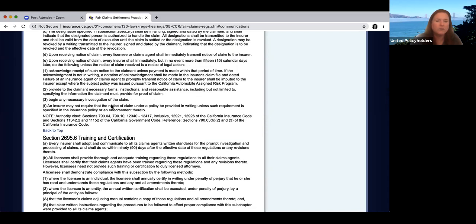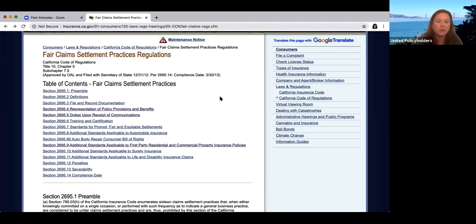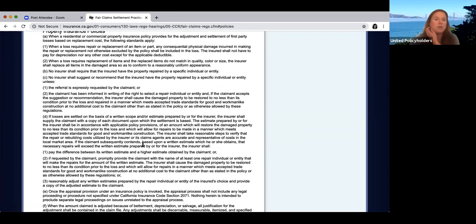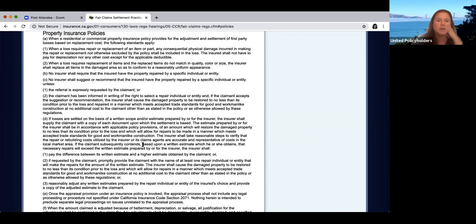Want to see what else? If you go back, I'm just sort of showing you this so that you know they're here. Additional standards. Some of this is auto, and some of it's training and so forth, but additional standards to first party claims.